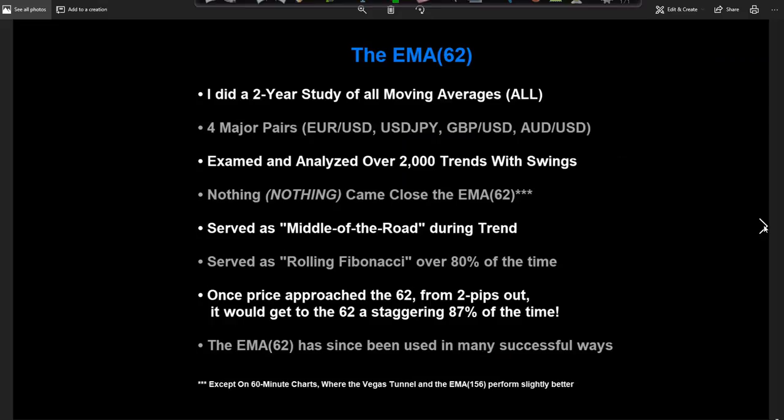And I used every single moving average that was out there across the various time periods. Every moving average that's out there. Weighted, smooth, exponential, double exponential. The 50s, the 100s, the stuff that institutional traders live off of. Nothing came close to what the EMA 62 does.